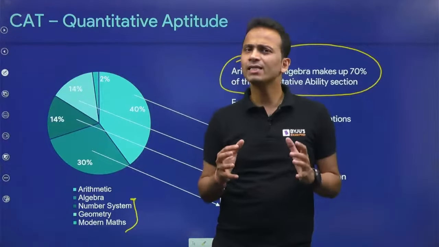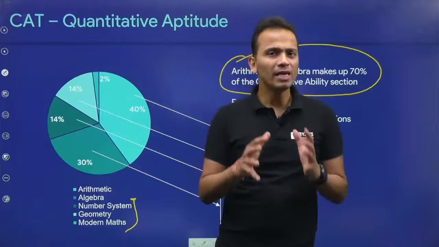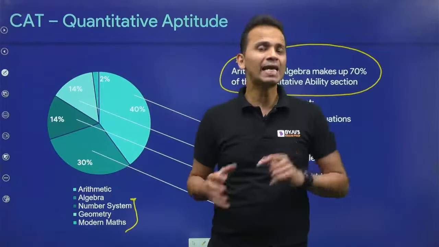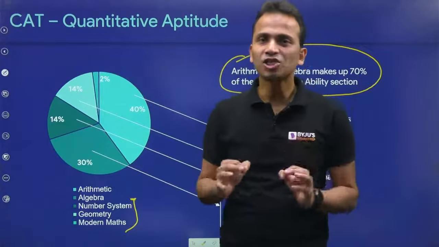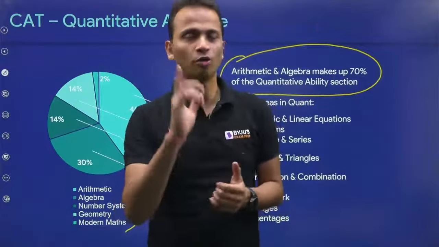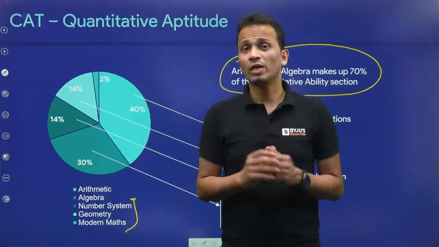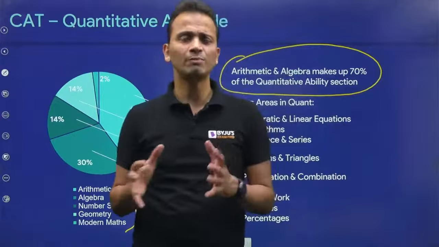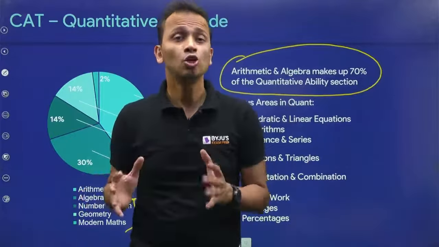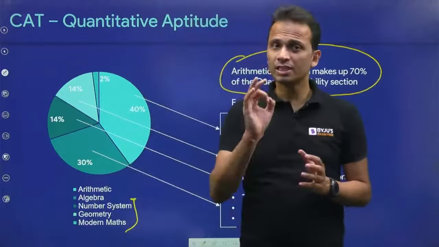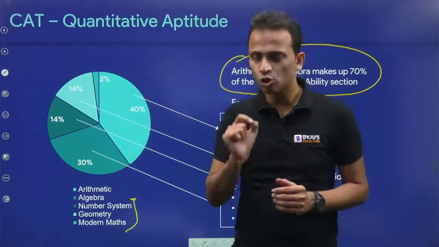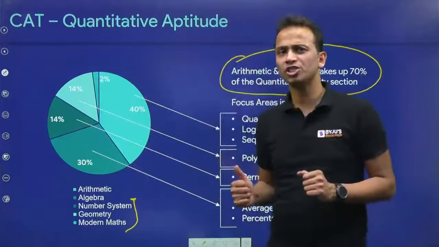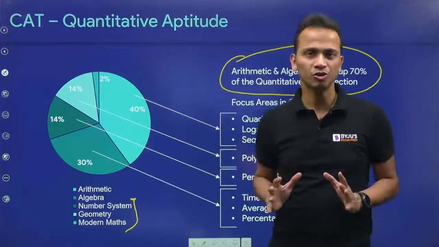In that case, there are some topics on which if I focus, then I can take care of the sectional cutoff of the QA section of CAT. Now, when I'm talking about the sectional cutoff, I'm not talking about tier 2 colleges. I'm talking about tier 1 or maybe top 10 colleges. So to take care of the cutoffs of these top 10 colleges, my sectional score for the QA section should be above 90 percentile.